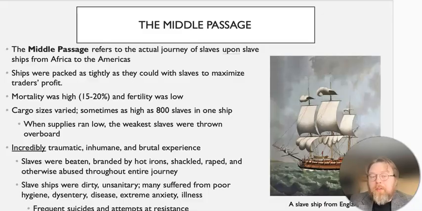All of these dynamics were pretty standard in what we call the Middle Passage. And the Middle Passage is the actual journey of slaves upon slave ships from Africa to the Americas. And these ships were packed as tightly as they could be to maximize traders' profits. So you already kind of see that shift that we've talked about from Old World slavery to New World slavery.